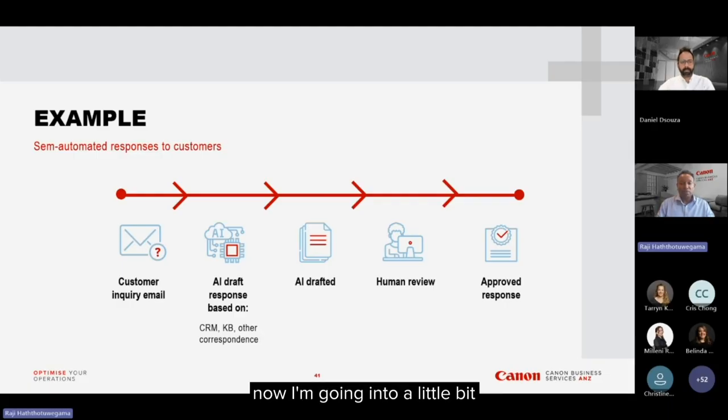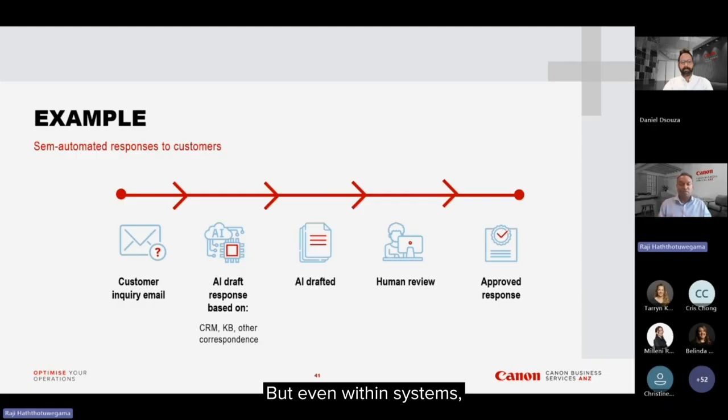So now I'm going into a little bit more on examples. A very simple example: if you want to do Copilot chat, you get an email, you can draft a response using chat, then review it and send it to the customer. Or if you have the paid version, it can do it in Outlook automatically.